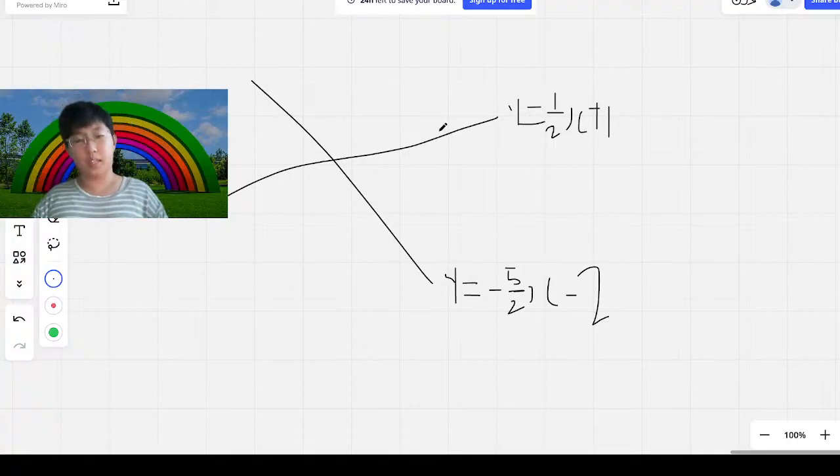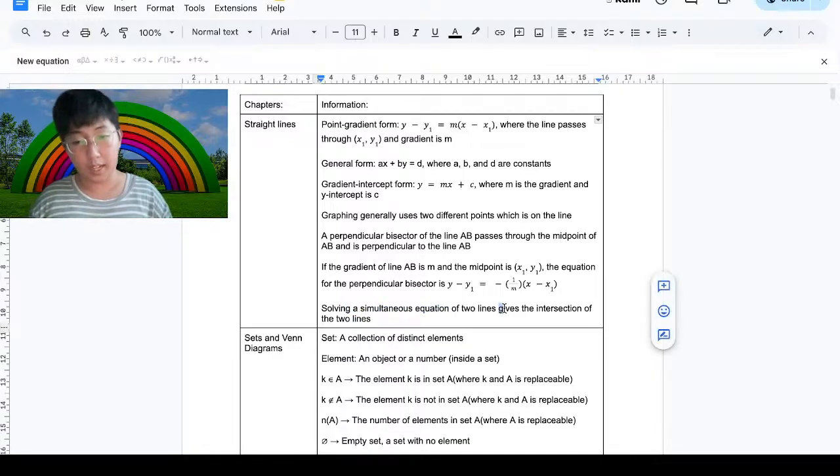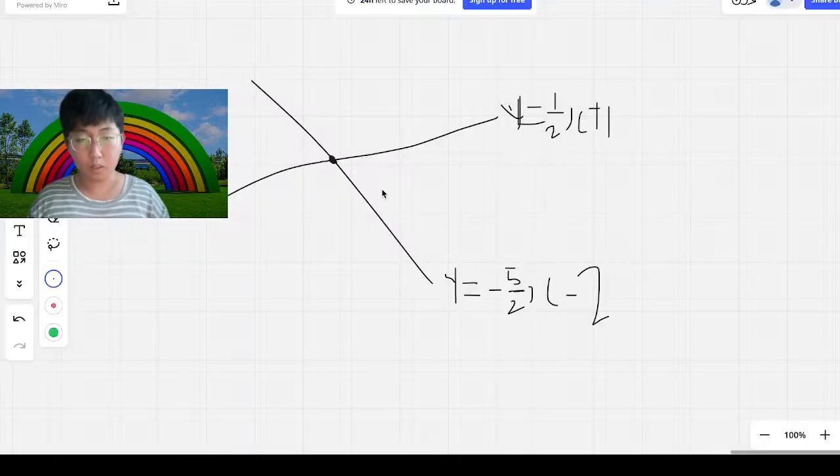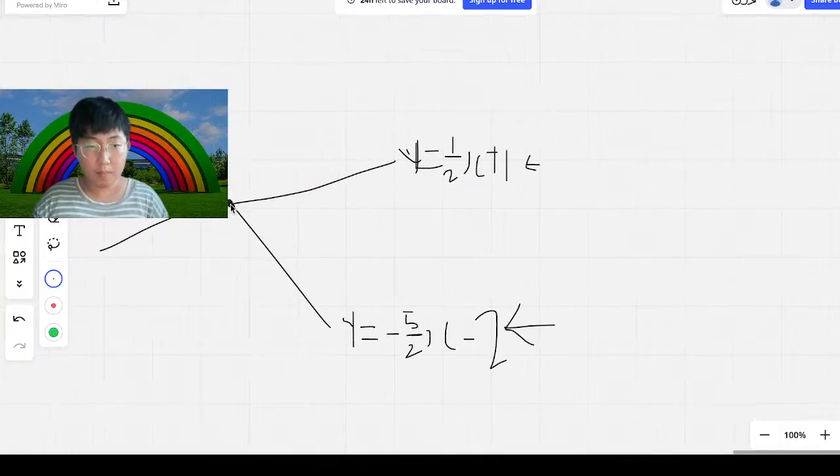What if we were told that these two equations and we wanted to find where these two meet? Well, we basically do that by solving a simultaneous equation of the two lines, which gives us the intersection of the two lines. What does that mean? We suppose that this is true and this is true at the same time. I mean, this is what that point stands for.